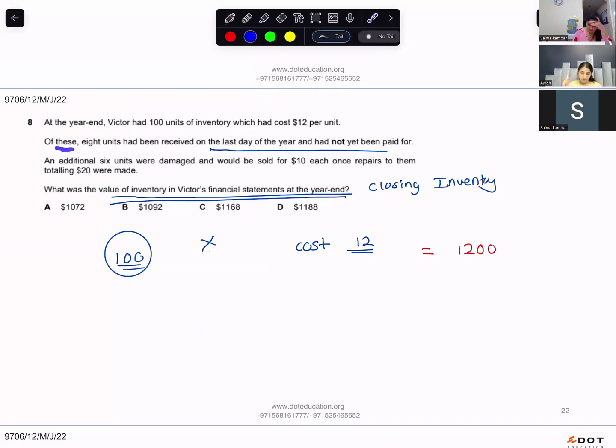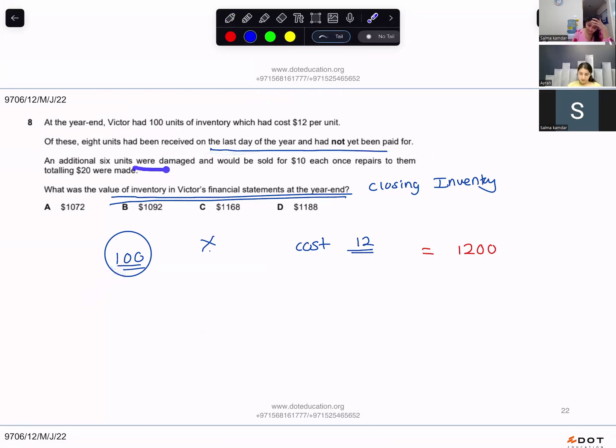Of these, 8 units had been received on the last day of the year and had not yet been paid for. If you have not paid, but still you have received this inventory, will this be a part of your inventory? Yes. And is it included in this 100? Yes. Do you have to do any adjustment for this 8? No. Okay, fine. Go ahead.